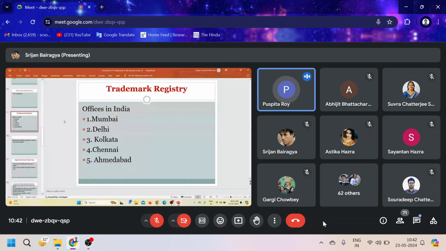There are mainly 5 offices in the entire country where trademark registration takes place. Trademark registry offices are there in India in 5 places: firstly in Mumbai, then Delhi, then Kolkata, then Chennai, and lastly in Ahmedabad. So these are the 5 places where we can apply for registration of our trademark. Clear? Next slide, please.